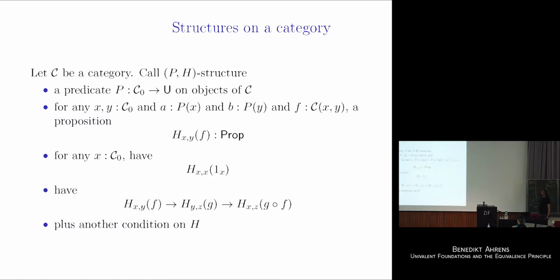Question: so H does not depend on A and B, right? It should, actually. That's a typo. It should depend on A and B. It should here be A and B. Yes, it should depend on A and B, you're right. Thanks for remarking that. The meaning of H is something like a preserved structure. Exactly, so it must depend on the structures.